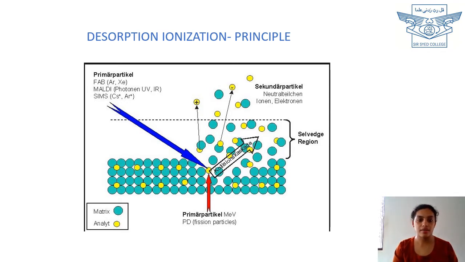You can see here these sky blue spheres, which I have taken from the internet obviously, are the matrix materials, and the analyte is shown as the yellow circle, and these get desorbed along with the matrix materials. Not only the analyte but also some of the matrix material gets desorbed, and within that period, the analyte gets a positive charge. Actually, the matrix material is absorbing the high energy, and the matrix is converting the analyte into its cations.